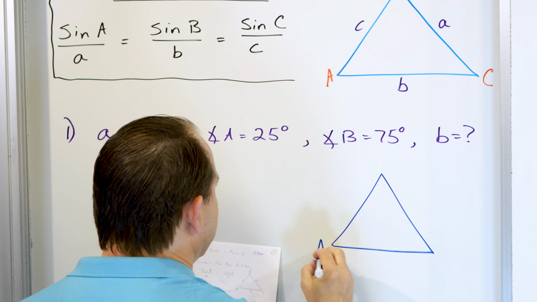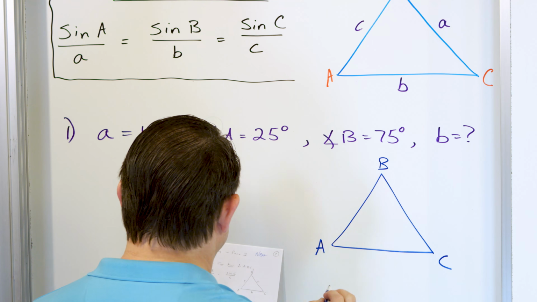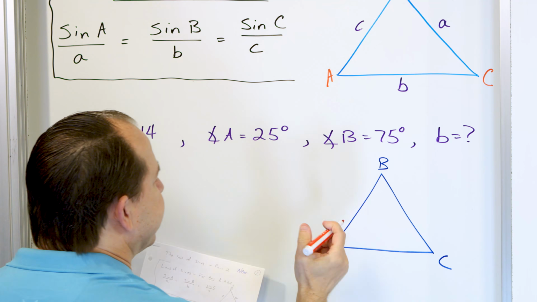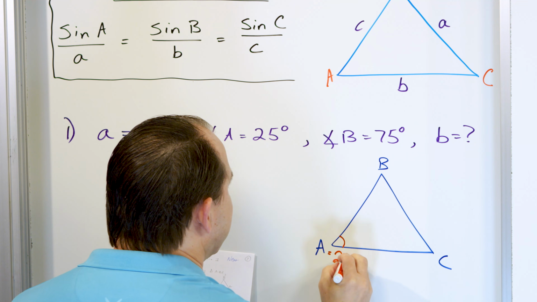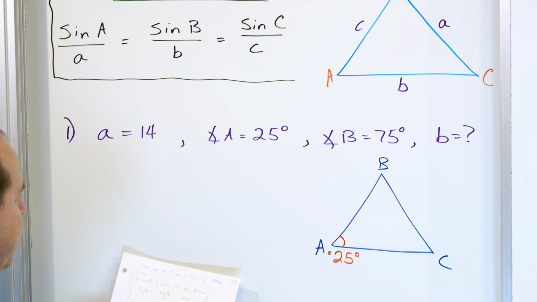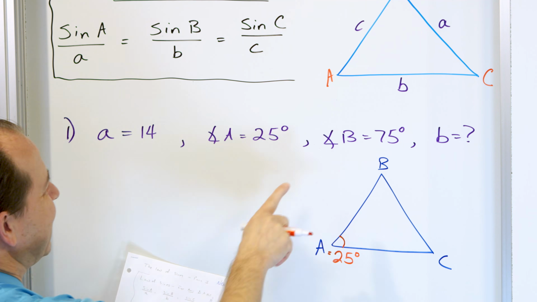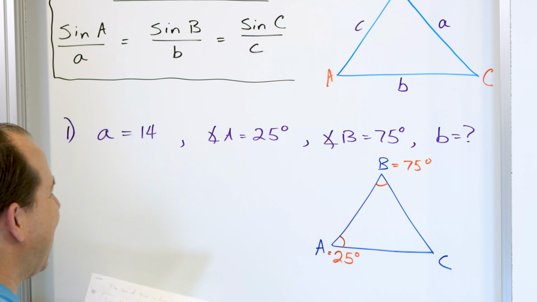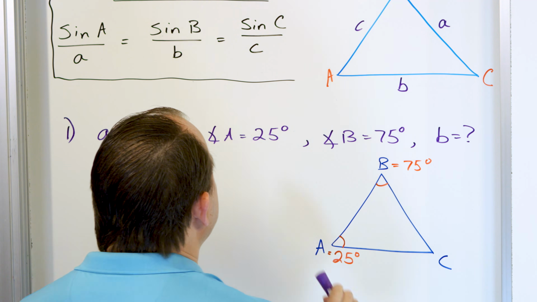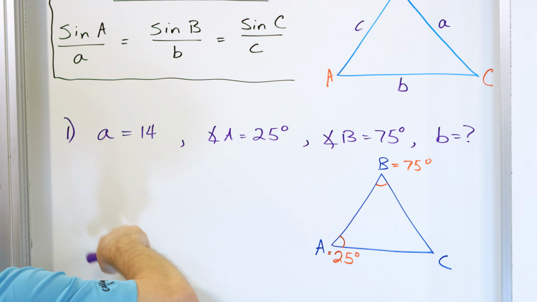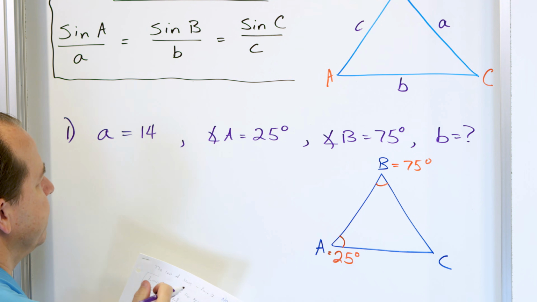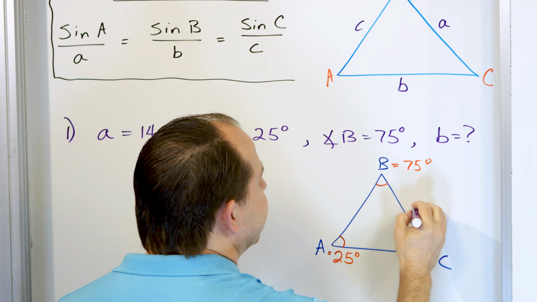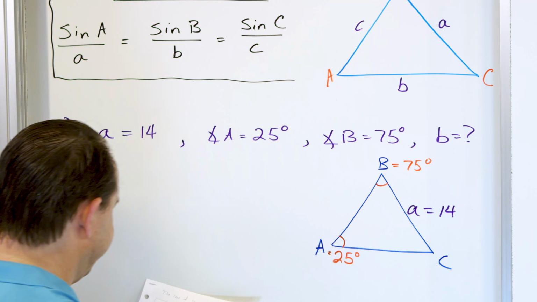I'm going to put that this is angle A, and this here is angle B, and this is angle C. And I'm told in the problem statement that angle A is 25 degrees. So I'm going to put this here and remind myself this is 25 degrees. I know that, so I'm going to put it into the diagram. And I'm also told that angle B is 75 degrees, and that's this angle right there. So that's given to me. And then I'm also told that side A is 14 units long, whether millimeters, centimeters, whatever. And side A is opposite of angle A. So this has to be side A, and that's a length of 14.